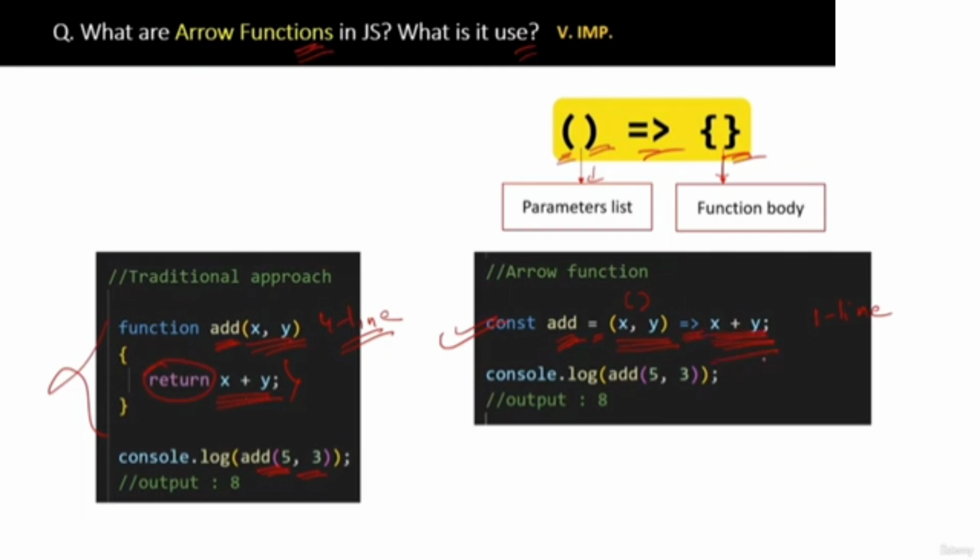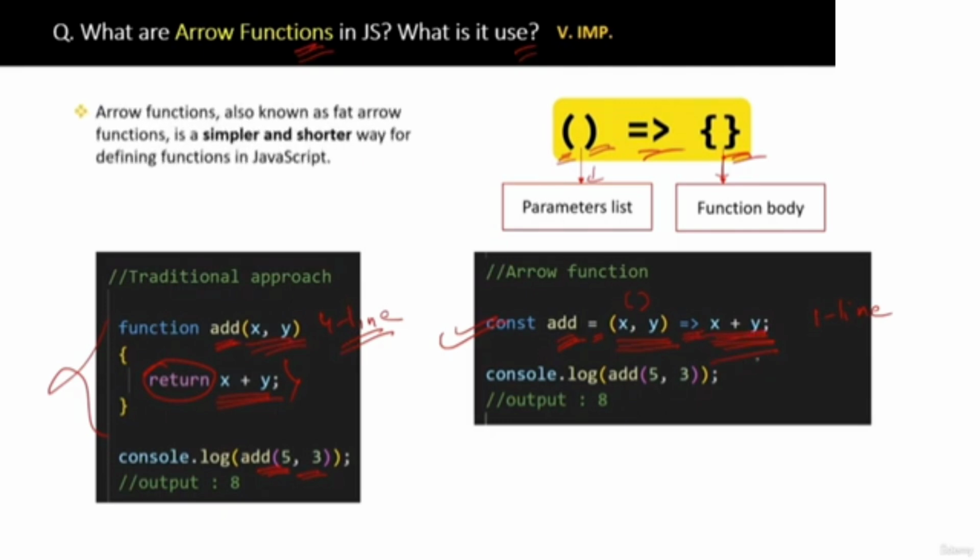So finally, the definition of the arrow function is: arrow functions, also known as fat arrow functions, are a simpler and shorter way of defining functions in JavaScript. That's it. Now I think this concept is permanently fixed in your memory.